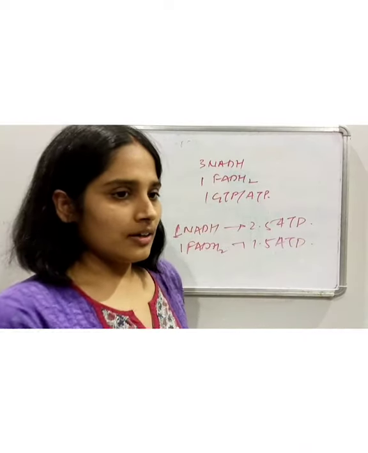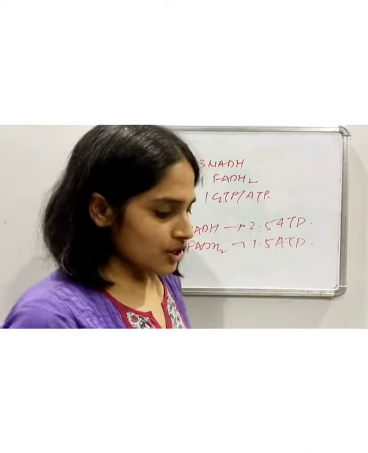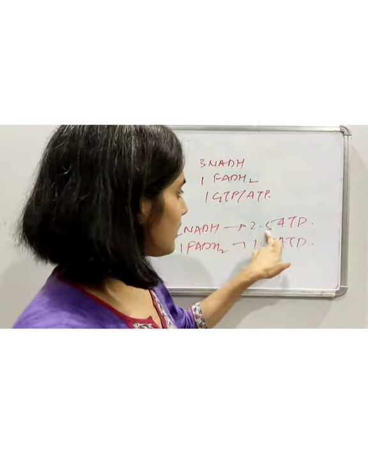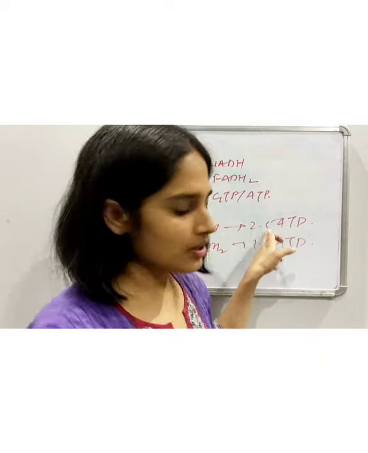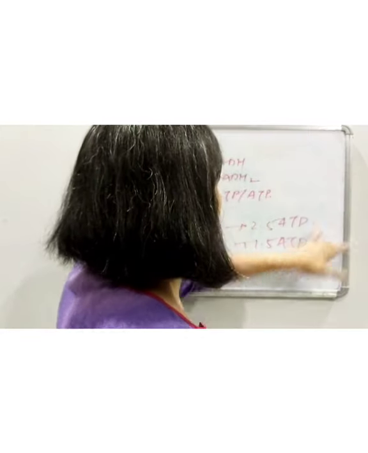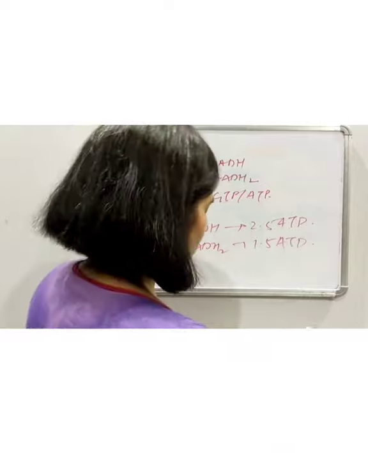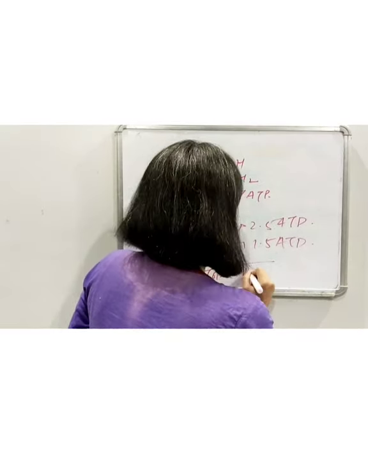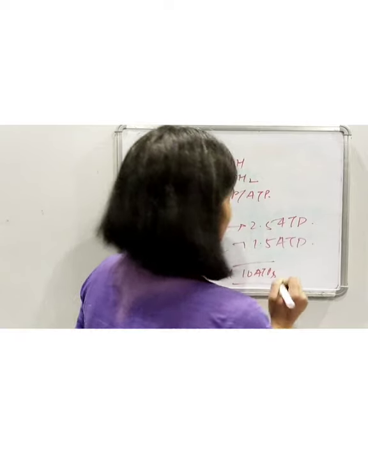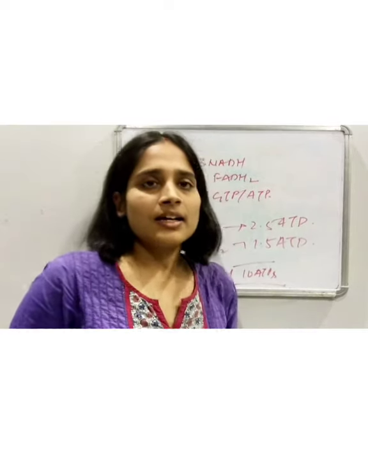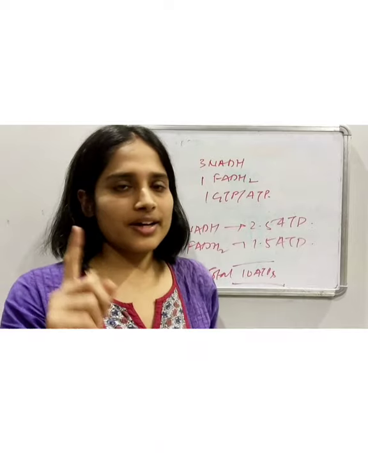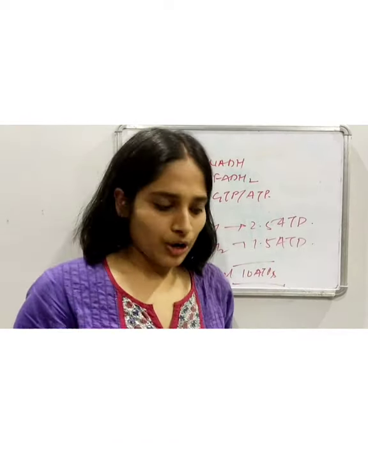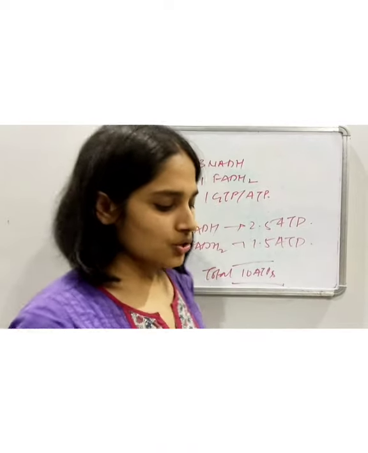So overall, how many ATPs will be produced? We have 3 NADH, and 1 gives 2.5 ATP molecules. So the complete oxidation of 1 acetyl coenzyme A will give us 10 ATP molecules. Total 10 ATP molecules are produced for 1 acetyl coenzyme A entering the citric acid cycle.